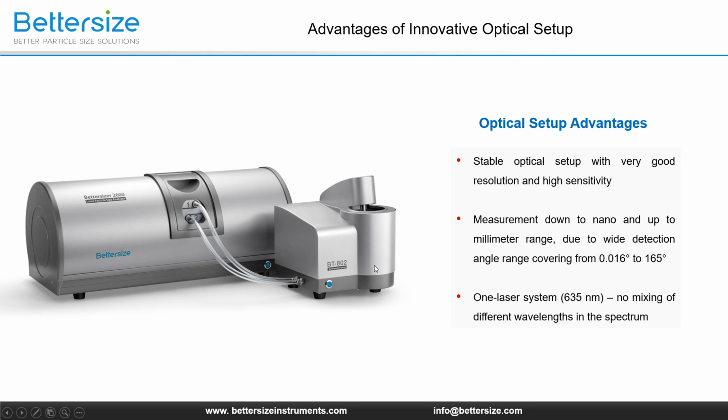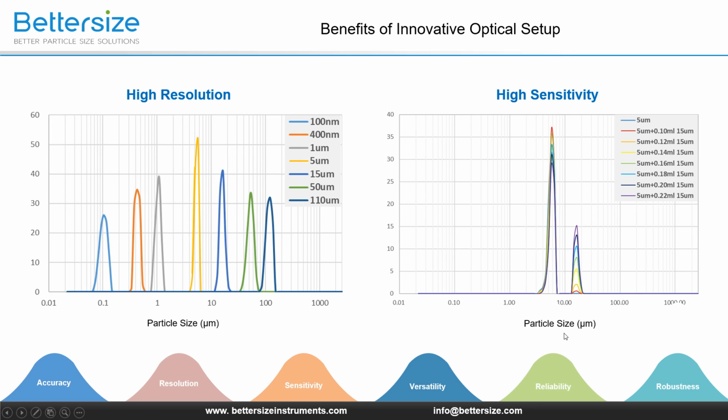The advantages of this optical setup include high resolution and sensitivity, wide measuring range, and remember that this is a one laser system, which can avoid the measurement errors caused by mixing of different wavelengths in the spectrum. The benefits of this unique optical setup are high detection resolution and sensitivity. For the standard sample measurements with different particle sizes, the Bettersizer 2600 is qualified unquestionably.